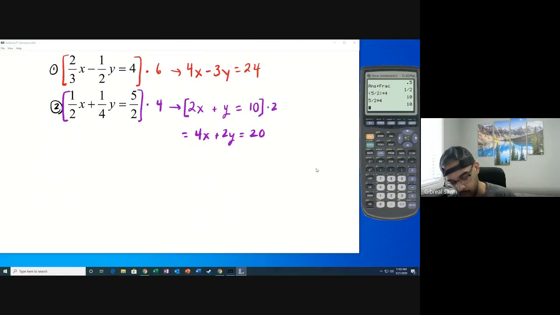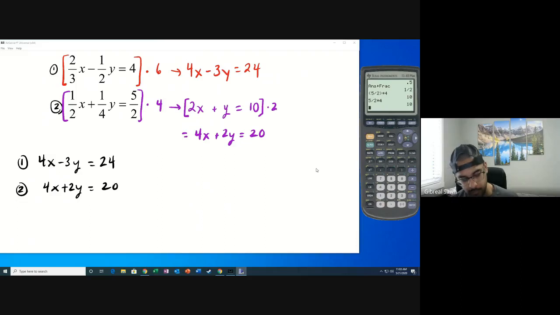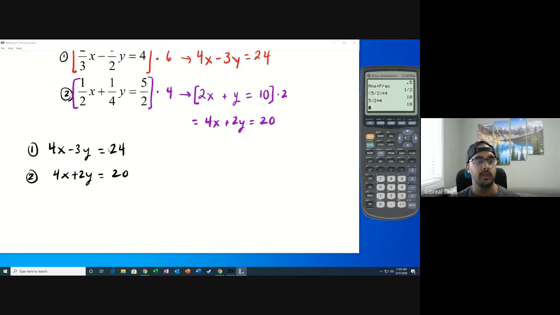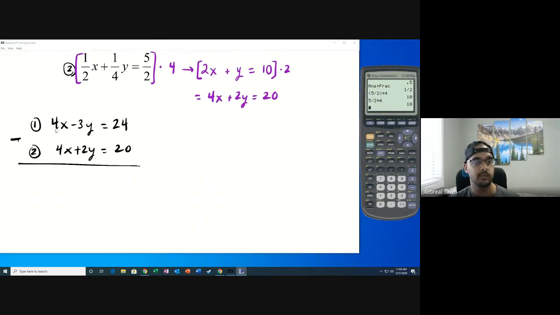Now I'll rewrite them. So equation 1 changed to being 4x minus 3y equals 24. Second one changed to 4x plus 2y equals 20. Now we can work on eliminating. So if we look at our x's, the coefficients are 4, signs are the same, we need to subtract. So we're going to take 1 minus 2. So 4x minus 4x is 0 x's. Negative 3 minus positive 2 will give us negative 5y. 24 minus 20, that'll give us 4.